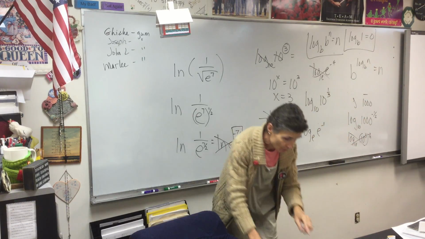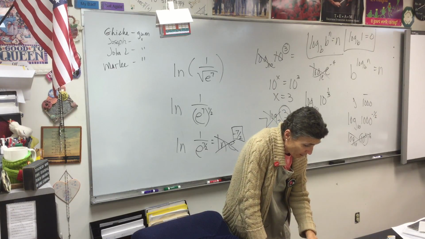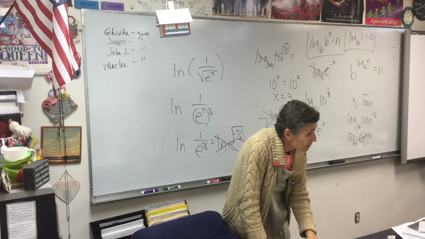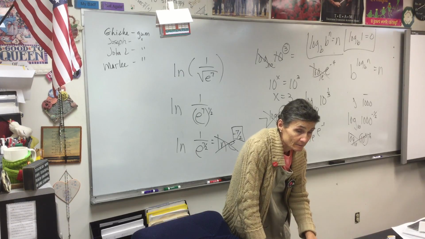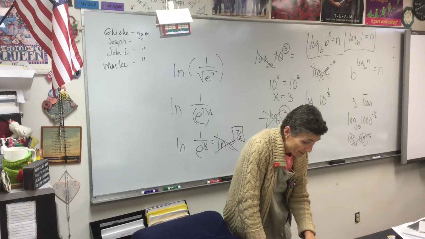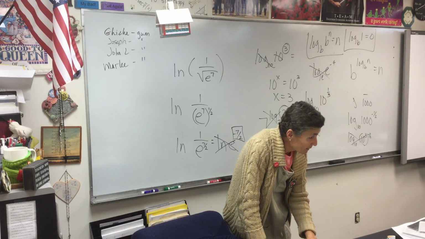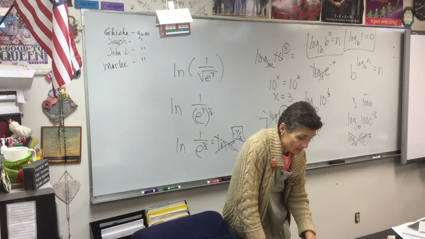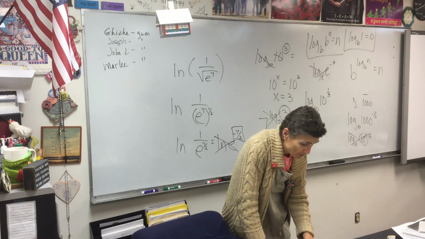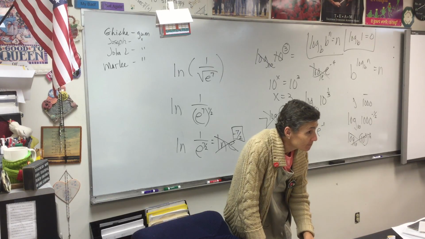So what's the answer to number 20? 8. What's the answer to 21? Remember, log is base 10. So the answer would be 0.5. What about 22? 14. What about 23? 6. Remember, ln is log base e. So 6. And what about 24? 1/5?